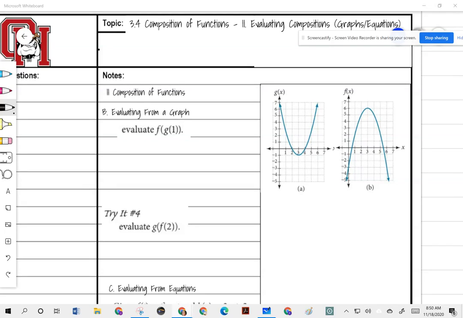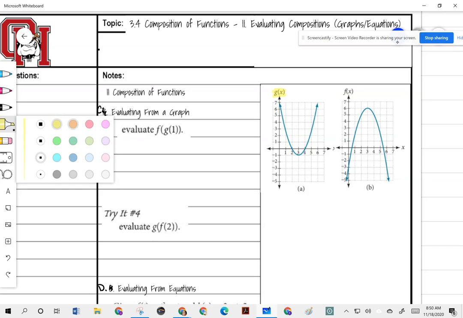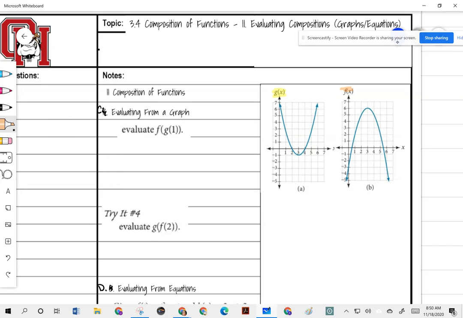Right, so in this video, we're going to talk about evaluating compositions, but this time we're going to be evaluating it from a graph. So if we take this over here, and by the way, just adding to our notes, this would actually be topic C and this would be topic D. So the first thing you want to do is make sure that you figure out which graph represents which function. So the first one on the left is g of x, and then the second one over here is f of x. Okay, so I'm just making sure I'm paying attention because it's going to matter.